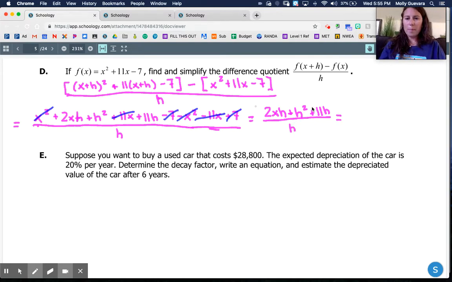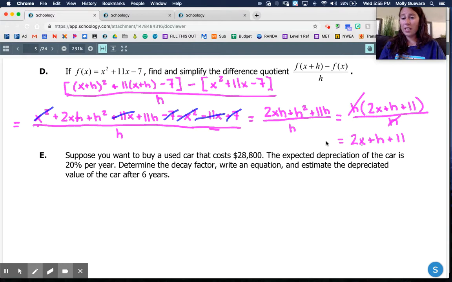On the top here, I can factor out an h. I can't just cancel out h's, but I can factor out an h from the top, which leaves me 2x plus h plus 11, over h. Now I can cancel the h, which leaves me 2x plus h plus 11. And there's nothing I can combine here. I can't combine like terms. There's nothing really I can do. So that's what I'm after, and that's my answer.